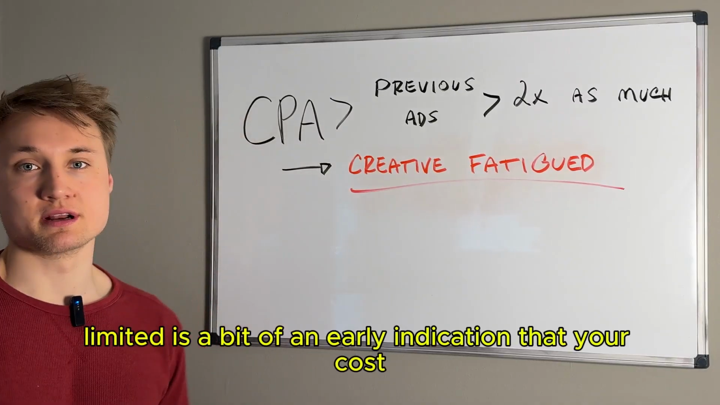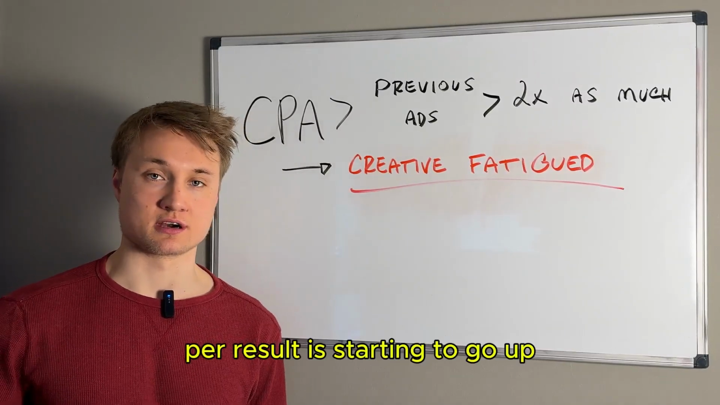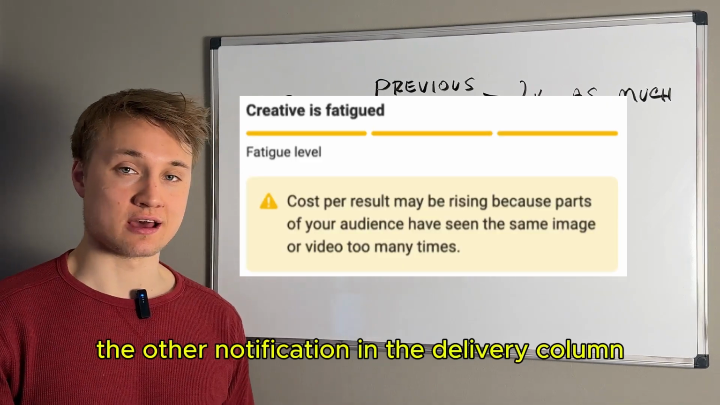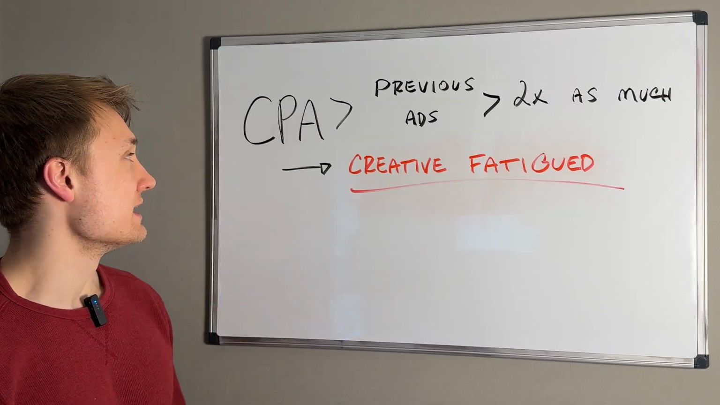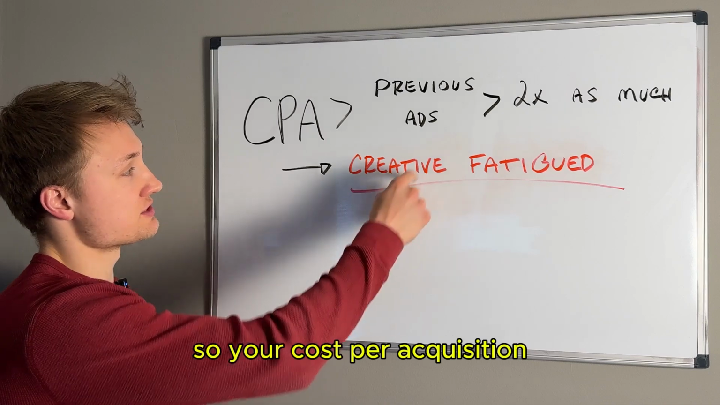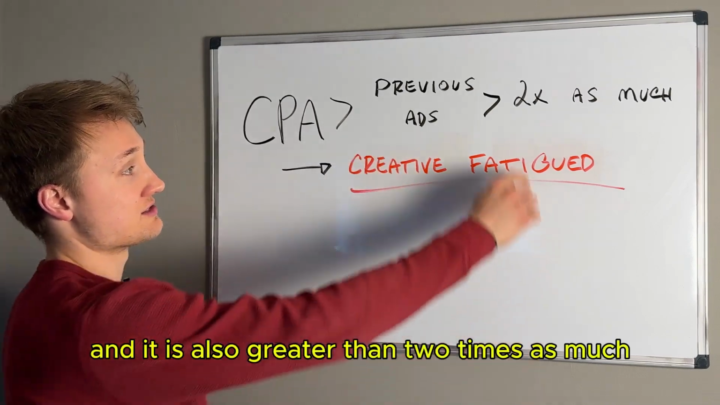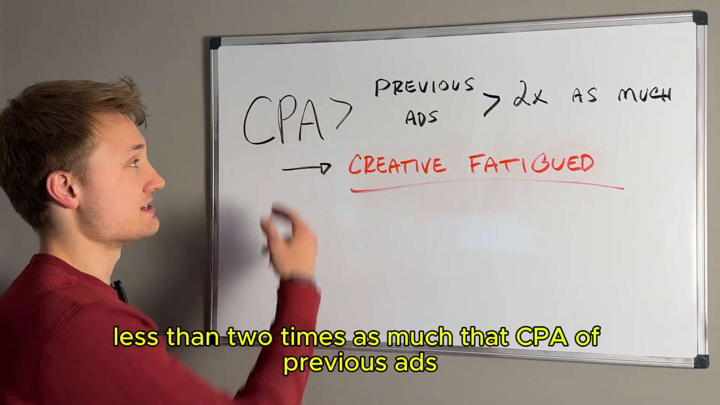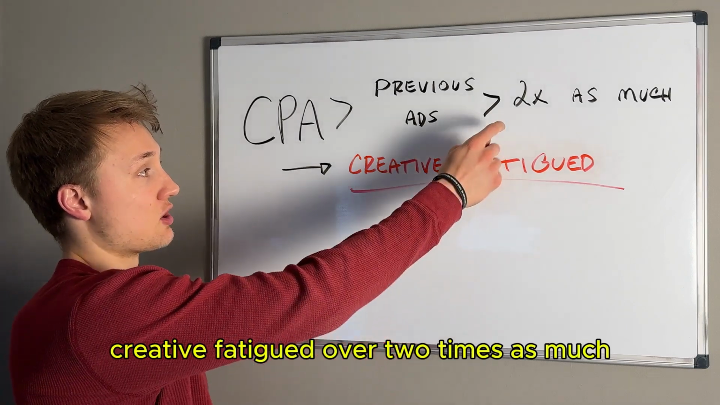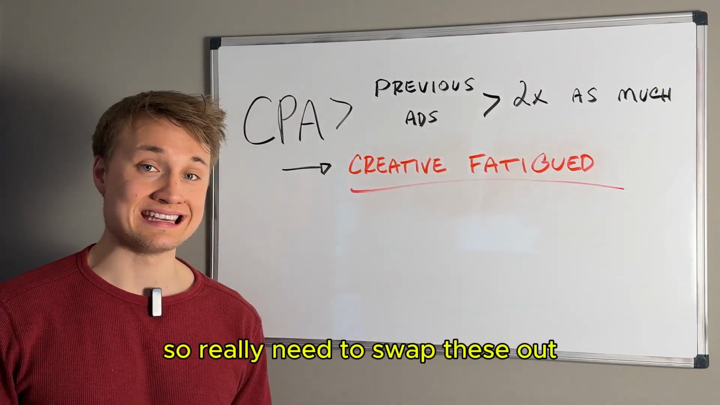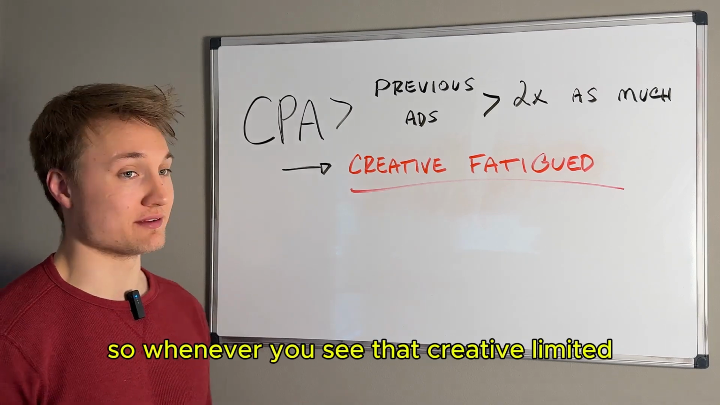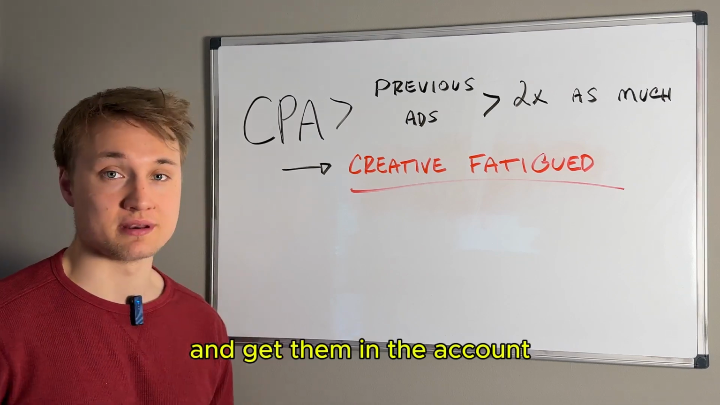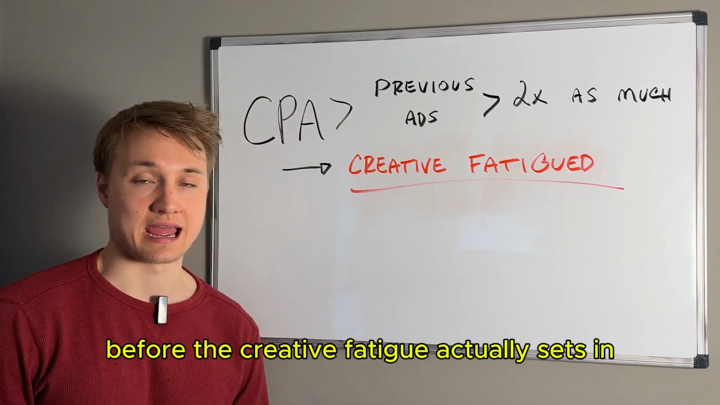Creative limited is a bit of an early indication that your cost per result is starting to go up and that you need to swap your creative. But creative fatigued, the other notification in the delivery column, is when your cost per acquisition is greater than your previous ads and is also greater than 2 times as much. So creative limited is less than 2 times the CPA of previous ads. Creative fatigued is over 2 times as much. So you really need to swap these out. Whenever you see creative limited, that's the time to start iterating and making some new creatives and get them into the account before the creative fatigue actually sets in.